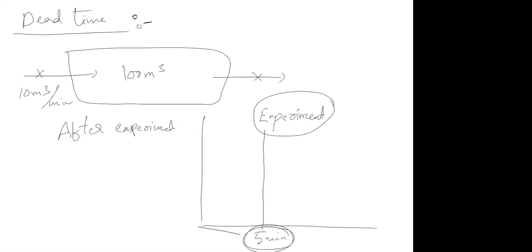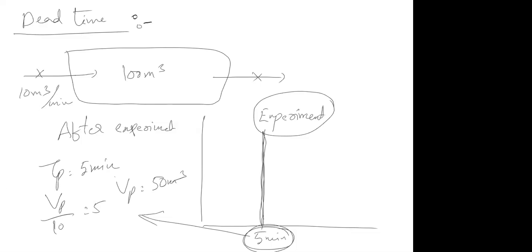If you calculate this 5 minutes, when you are getting the peak, that tells you the PFR residence time. So tau P is 5 minutes. Tau P means Vp divided by 10, which is equal to 5. So Vp is 50 meter cube. So what it tells is you did the experiment on a 50 meter cube PFR only, but your reactor is 100 meter cube.